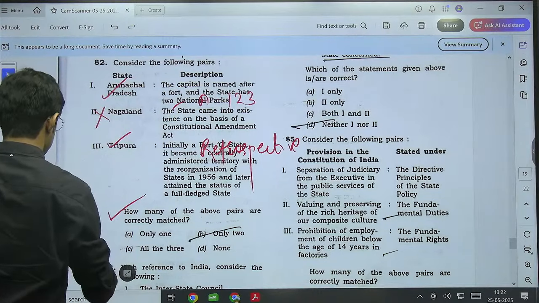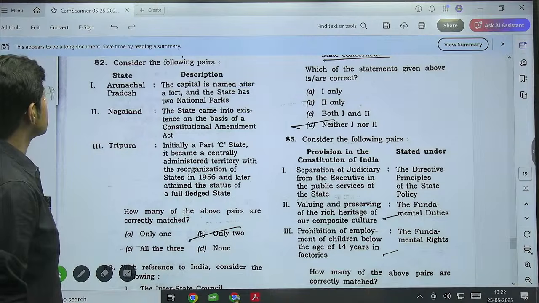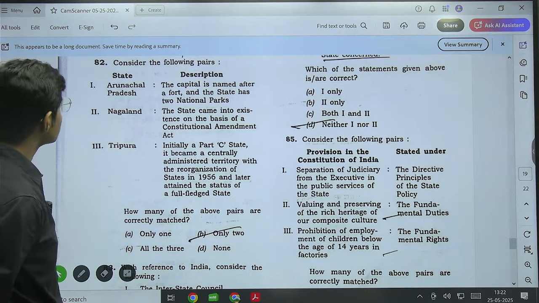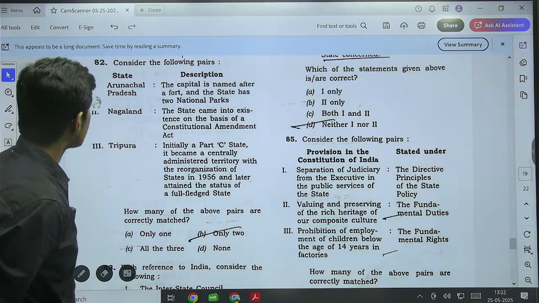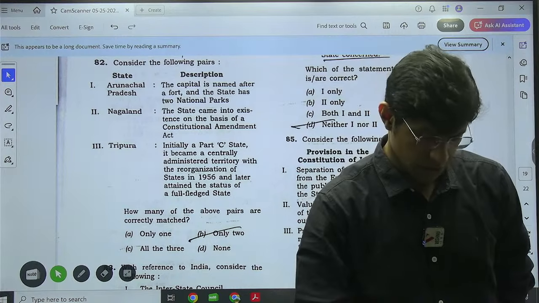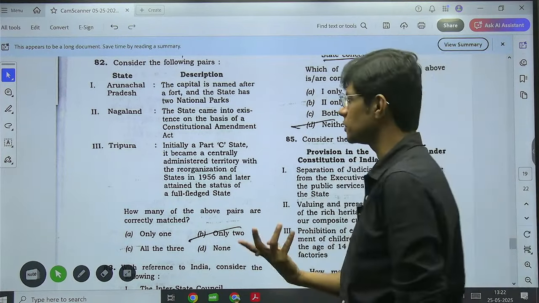82nd question. Now, Arunachal Pradesh, the capital is named after a fort and the state has 2 national parks. Now, this can be rather a tricky question. Now, how do you deal with this question? Maybe you need to use your hunch, you need to use your guess.